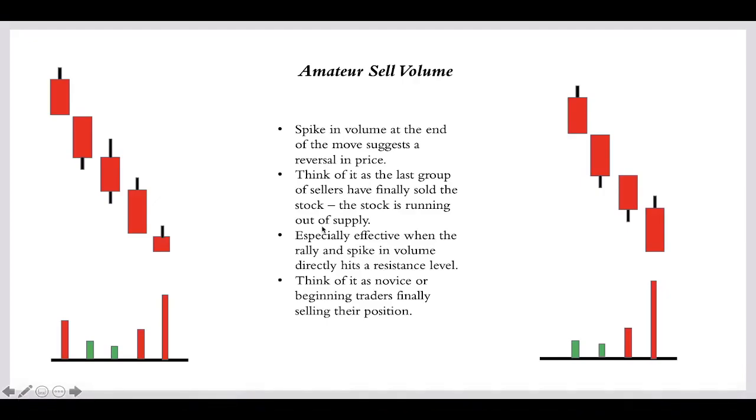So it's effective when the rallying spike directly hits what should be a support level. If it's dropping into support with large volume, with a doji bar, then we can look to play it long. And think of it as novice or beginner traders finally selling their position after it dropped significantly already. So just to sum it up, these are beginner amateur traders who are either buying in at the end of the move or selling when the stock is already down, panic selling, you can think of it.